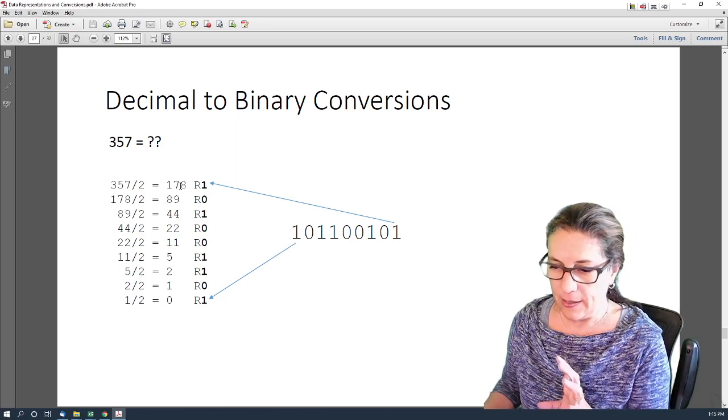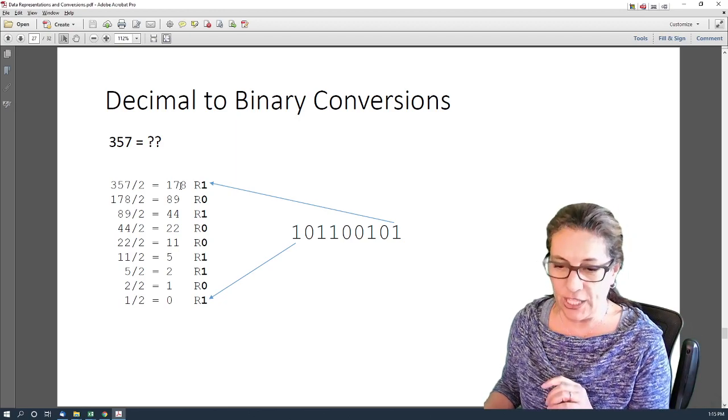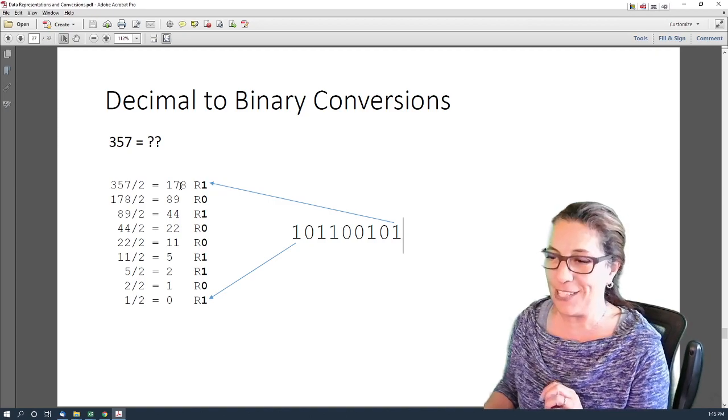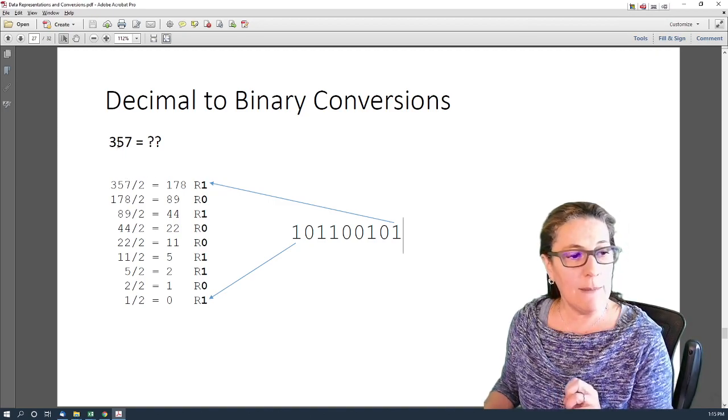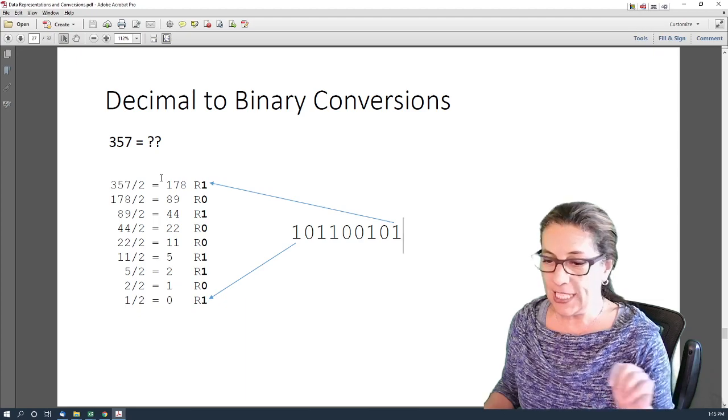Daria asked about decimal to base 4. I will get to that. I have a slide for decimal to base 4. So first I'm going to explain decimal to base 2.